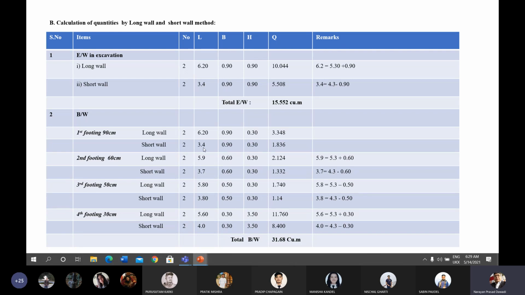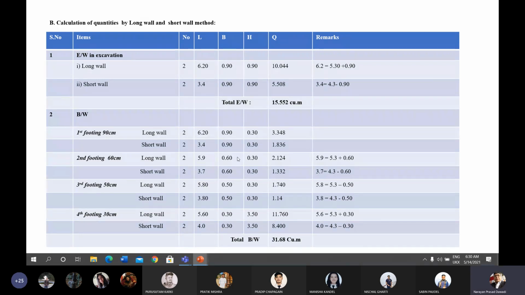4.3 minus 0.9 gives 3.4, and the height is 0.3, so you will get the value of 1.836 for the second footing. For the 60 centimeter footing, the width is 0.60. For calculating the length of the long wall, the center line length is added with 0.60, that is 5.3 plus 0.6, and you will get the length of the long wall as 5.90 meter.